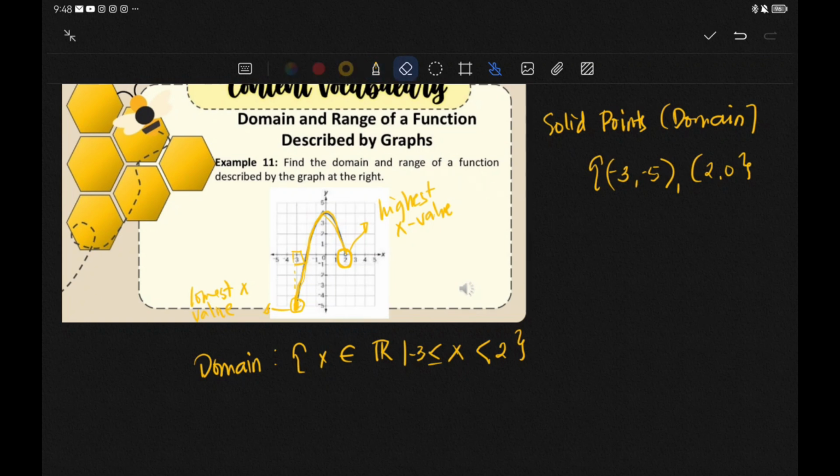Now let me erase this one. For the range, we are going to inspect the graph vertically. As you can see, the point here is shaded and it is in line with -5. Therefore, our -5 is the lowest y value, while the highest y value is the one that passes here, which is 4. So this is our highest y value.